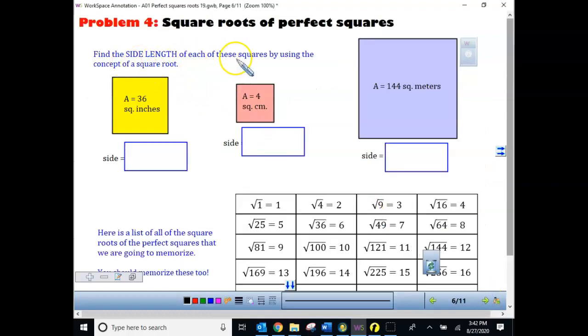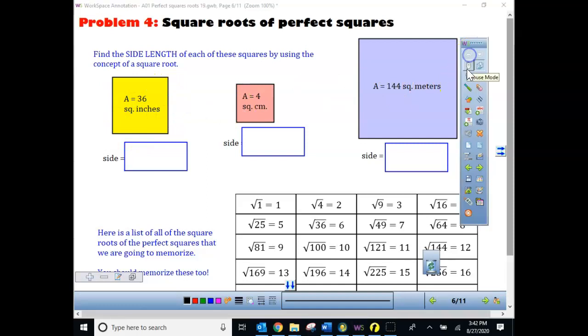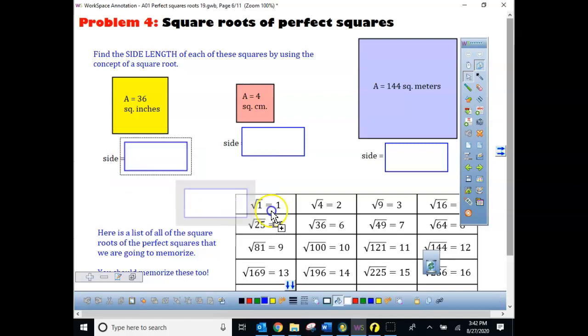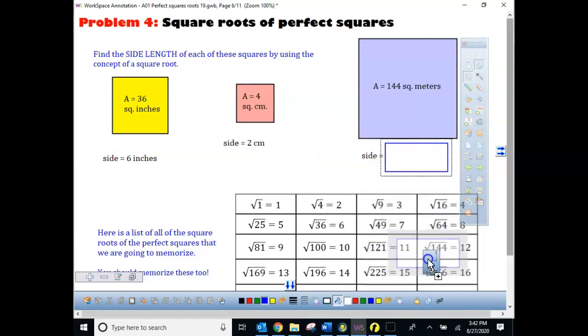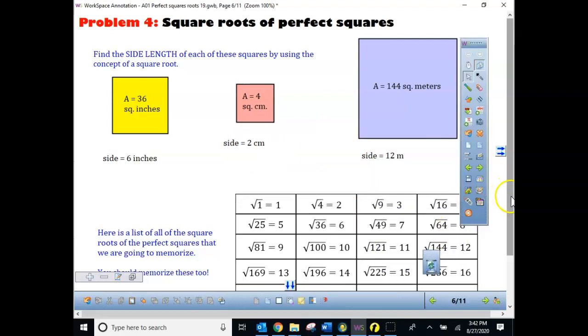It says, find the length of the sides of the squares below, using the concept of square roots. The area is 36, if I was looking at that. And you might want to try these first on your own and then pause the video and see. We should see 6 inches. The area is 4 square centimeters. Again, try these two, writing them in. We should have 2 centimeters, and this one would be 12 centimeters.